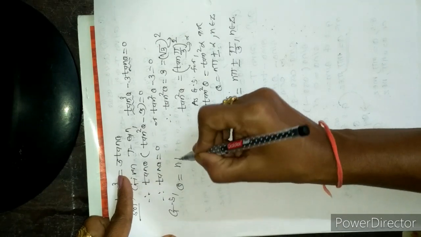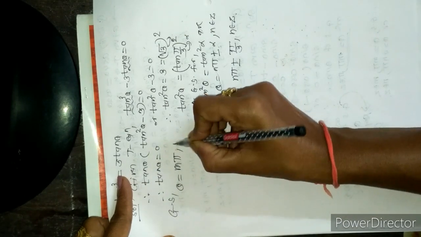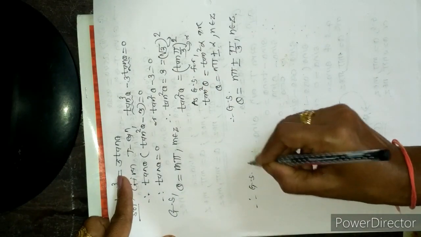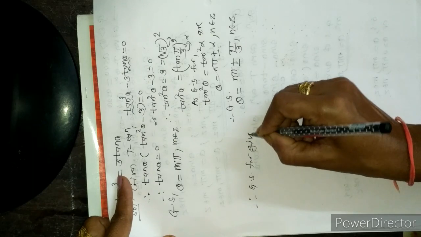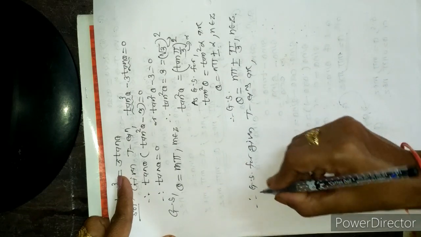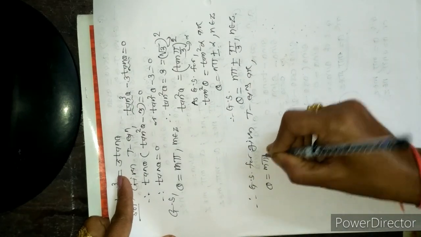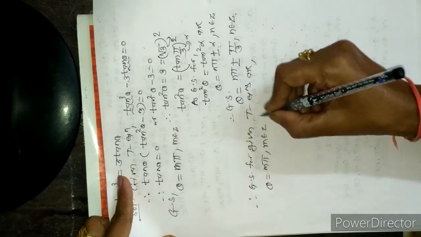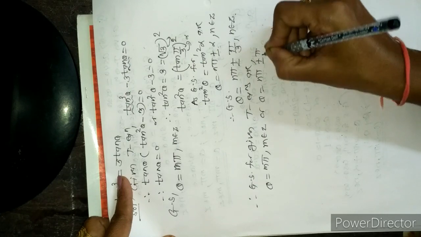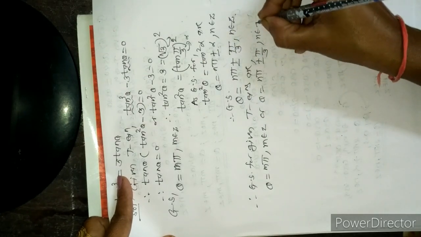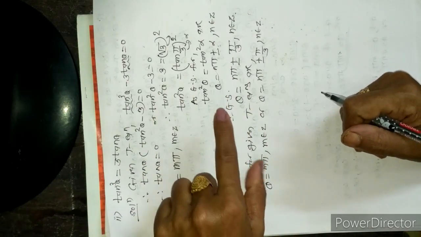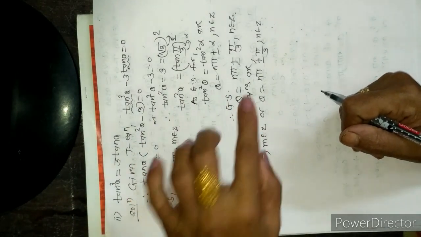Theta is equal to m pi, m belongs to Z. Therefore finally we can write the general solution for the given trigonometric equation: theta is equal to m pi, m belongs to Z, or theta is equal to n pi plus minus pi by 3, n belongs to Z. For the square, remember that we take the identity cos 2 theta equal to cos 2 alpha, and therefore we get plus minus.